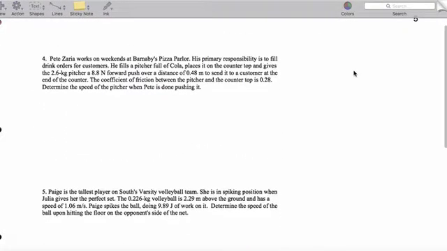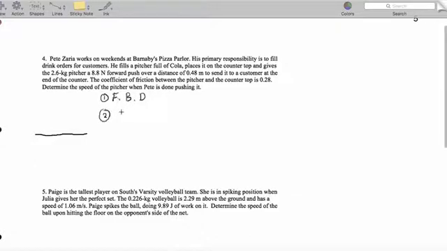Now, for number 4, let's see. There's a lot to this problem here. So Pizzeria, I didn't make these names up, works at this pizza parlor. He's got to fill drinks. Now, this is a 2-part question. So first, I'm going to have you do the following. Number 1, draw me a free body diagram.